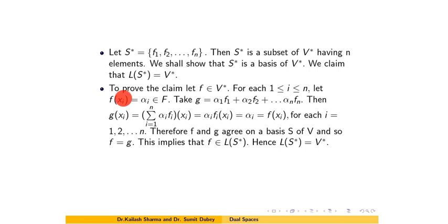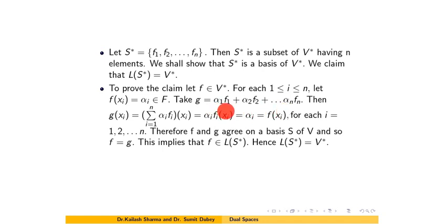To prove the claim, take an element f in V star. For each i from 1 to n, let f xi equal alpha i. Now take g as a linear combination of f1, f2, and so on up to fn by scalars alpha 1, alpha 2, and so on up to alpha n.